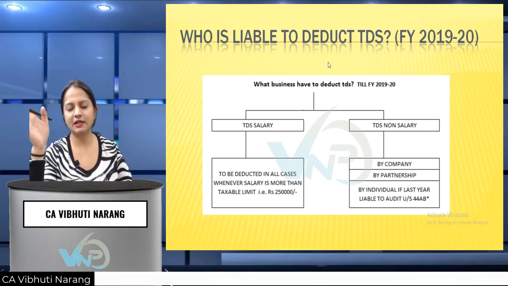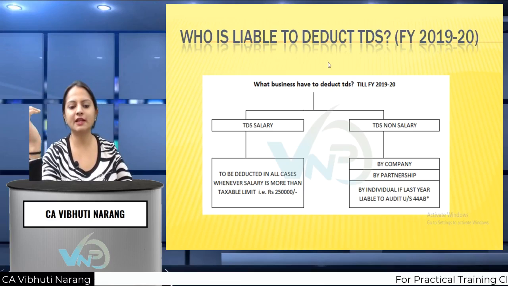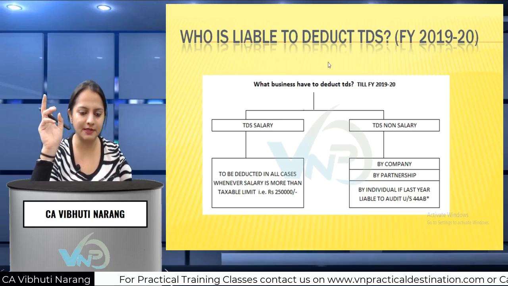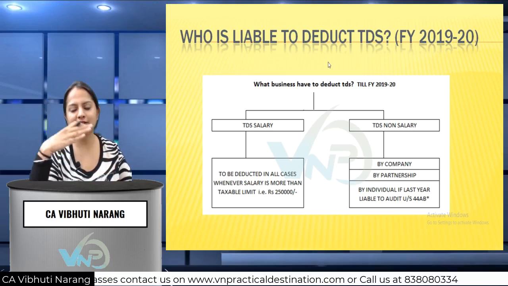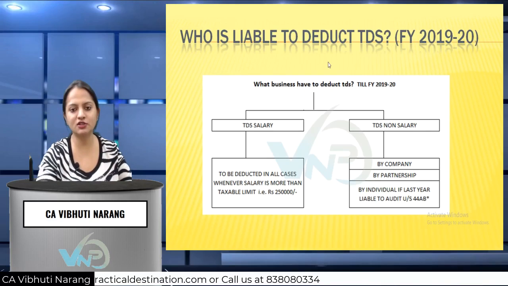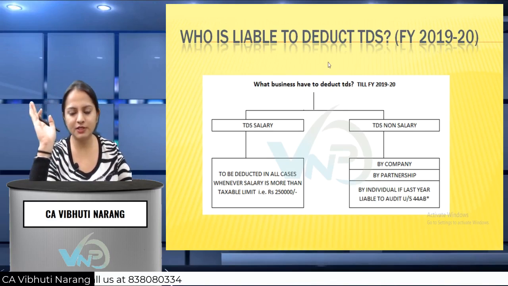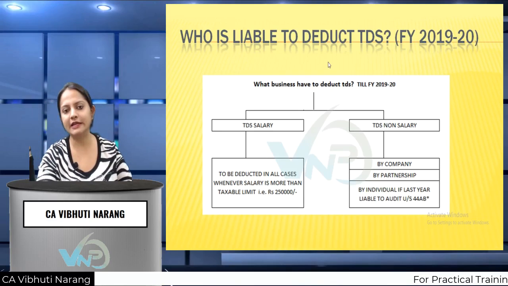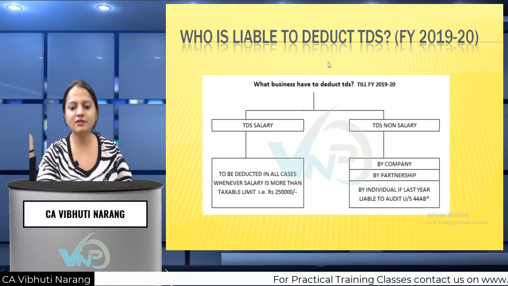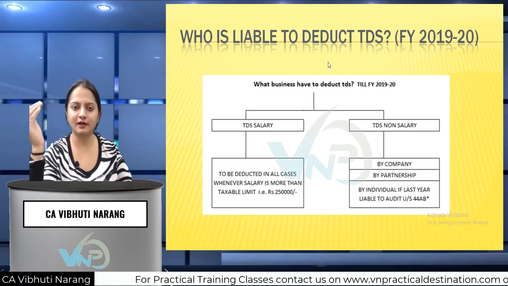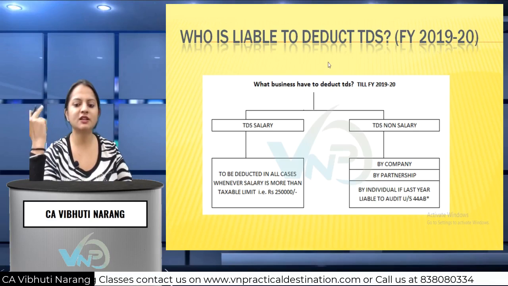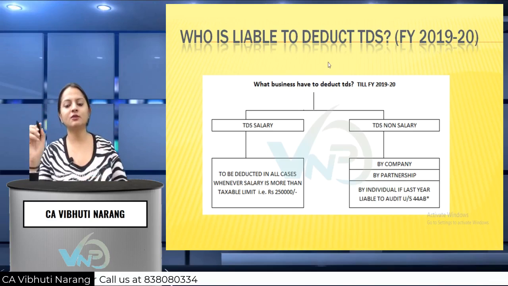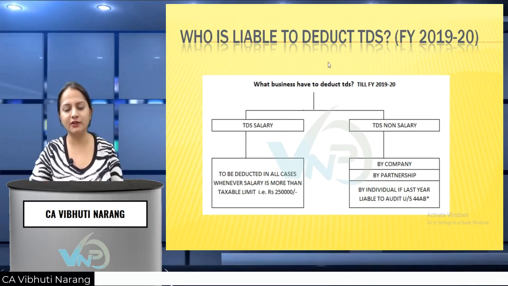Till financial year 2019-20, what used to happen was that, in TDS there are two things. One, TDS which is deducted on salary on your slab rate basis. That is the normal case. Whenever your income exceeds your taxable limit, then TDS on salary comes into the picture, and all other sections except section 192, which is on TDS on salary, come under TDS non-salary. For all those sections, TDS was liable to be deducted by each and every company, by each and every partnership firm, and the third case was by an individual if the last year was liable to audit under section 44AB.